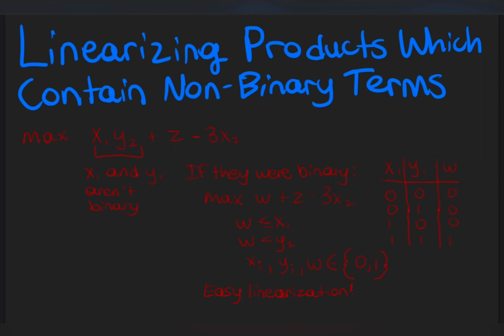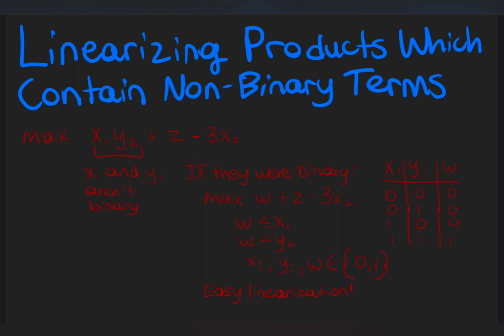First, we would pretend that x1 times y2 is the same thing as w. It's just another variable to replace x1 and y2. W plus z minus 3x2 would become our new objective function. And because we can't say w equals x1 times y2, because that would just be another nonlinear program, we have to use these inequalities to define w and make it practically the same thing as x1 times y2. So let's take a look at these inequalities. W is less than or equal to x1, and w is less than or equal to y2.